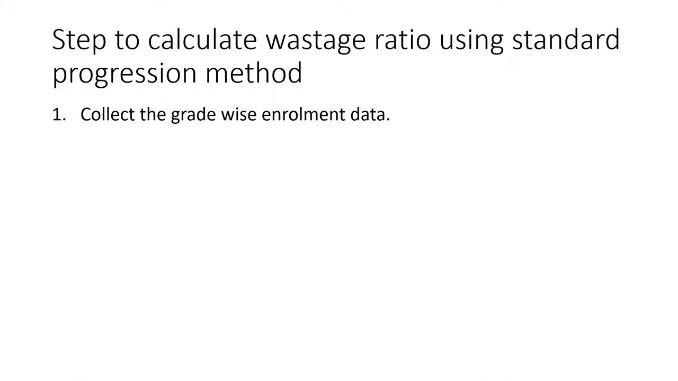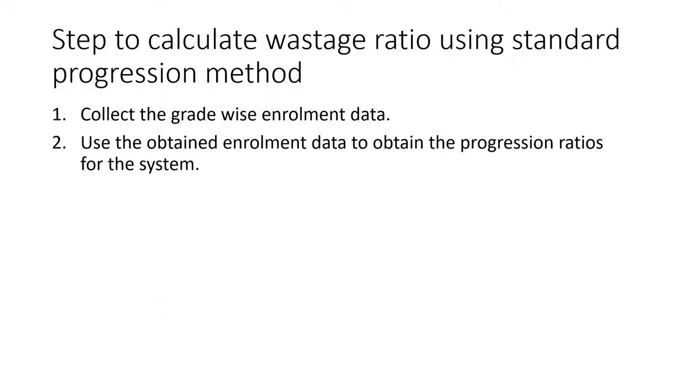The first step is for you to collect the grade-wise enrollment data. It depends on the number of years you want to look through, but you must work within the years that are allowed to go through the grades. Now, you use the obtained enrollment data to obtain the progression ratio for the system. Just like we did when we were talking about the cohort method, here also you need to generate the ratio from the grade-wise enrollment data.